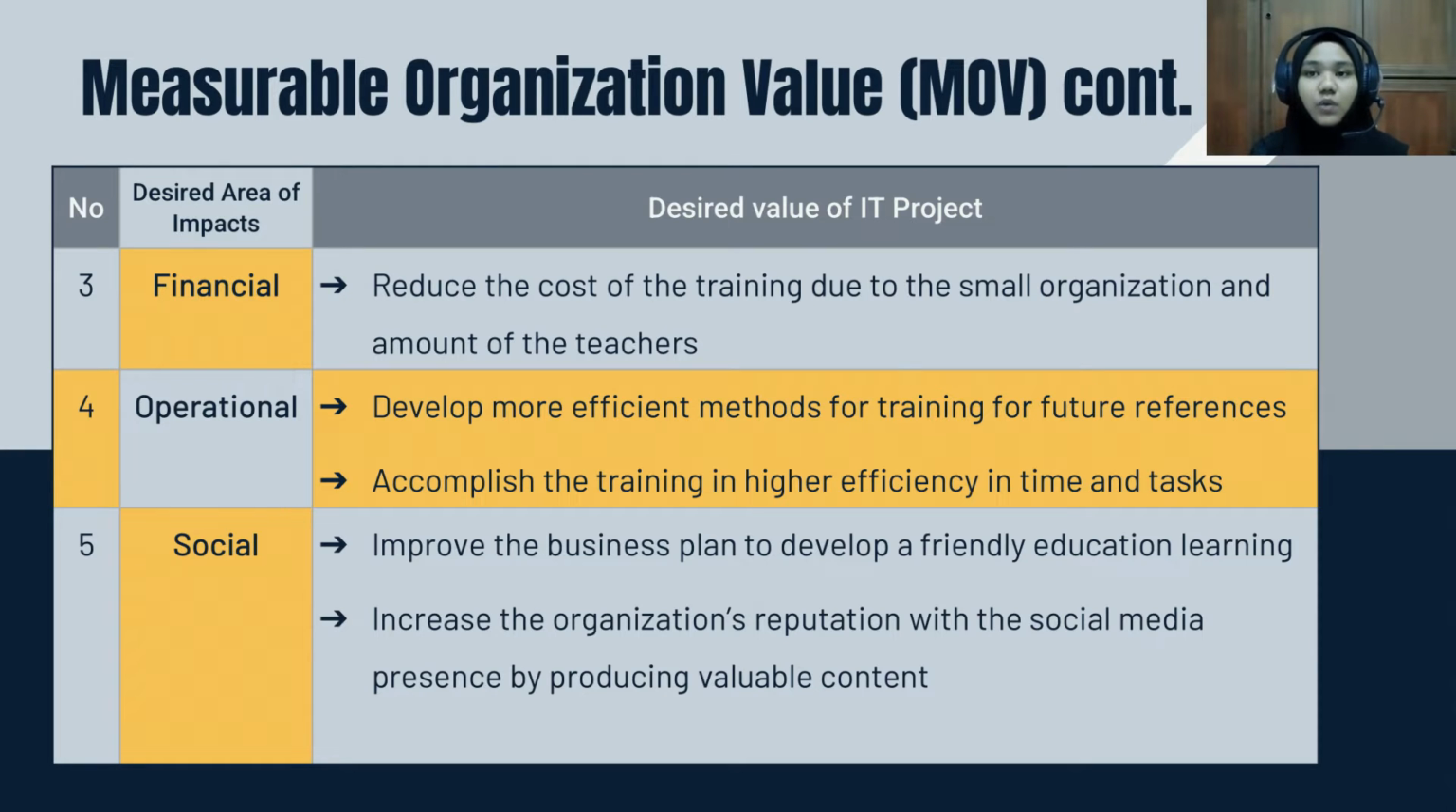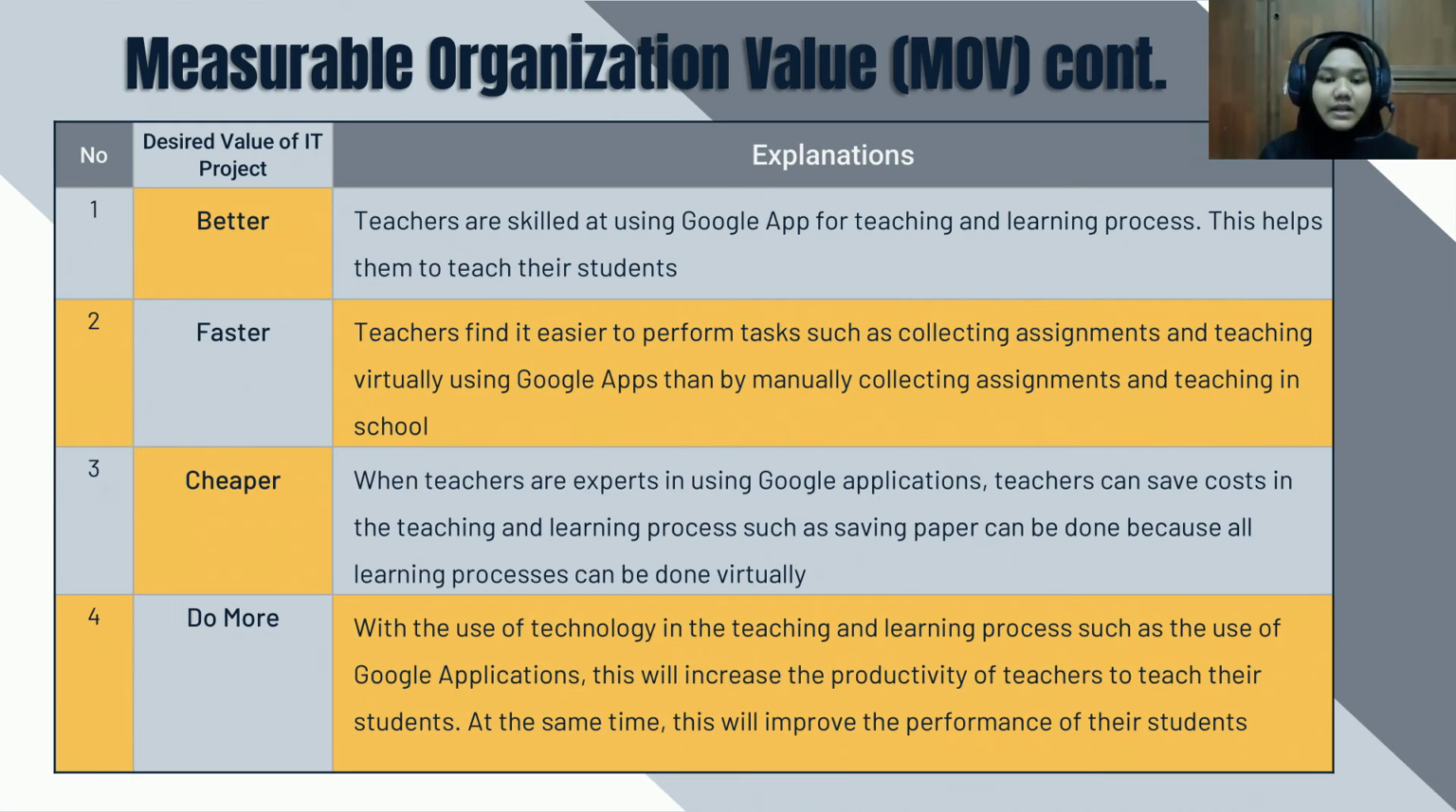Thirdly, financial. We want to reduce cost of the training due to small organizations and amount of teachers. Fourthly, under the operational area, we want to develop more methods of training for future reference as to complete this training in high efficiency of time. And lastly, under the social areas, we want to improve business plan to be more friendly environment and increase the reputation of our organization.